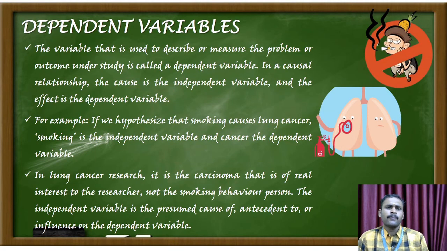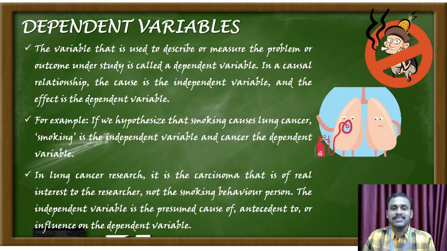The variable that is used to describe or measure the problem or outcome under study is called the dependent variable. In a causal relationship, the cause is the independent variable and the effect is the dependent variable. For example, if we hypothesize that smoking causes lung cancer, smoking is the independent variable and cancer is the dependent variable. Because I am using that cigarette or that cigar, I am getting that lung cancer. So that is the dependent and independent variable.